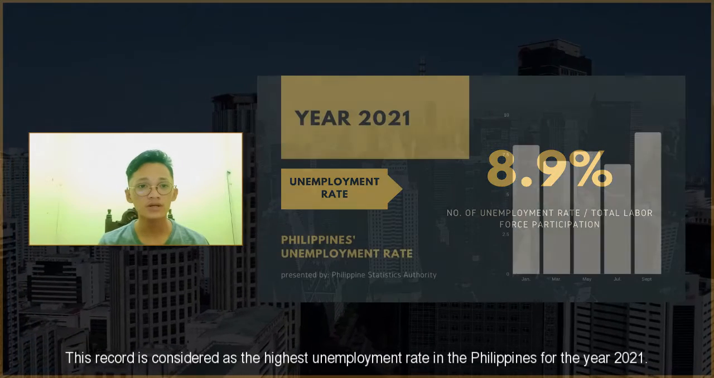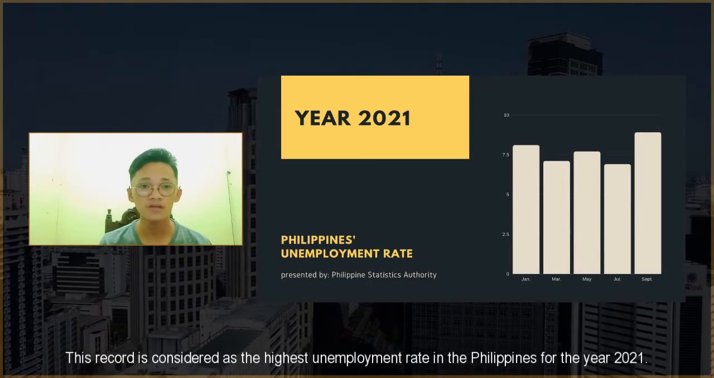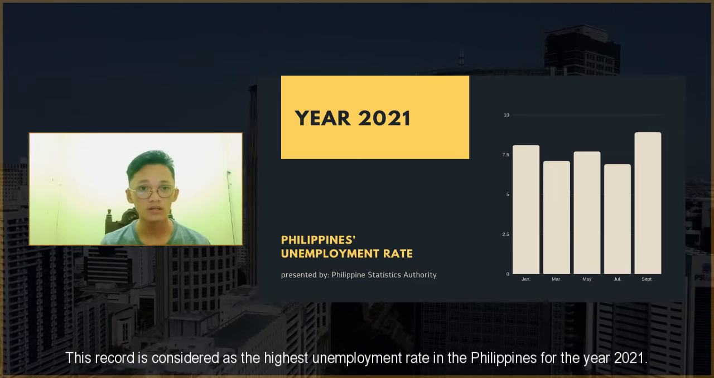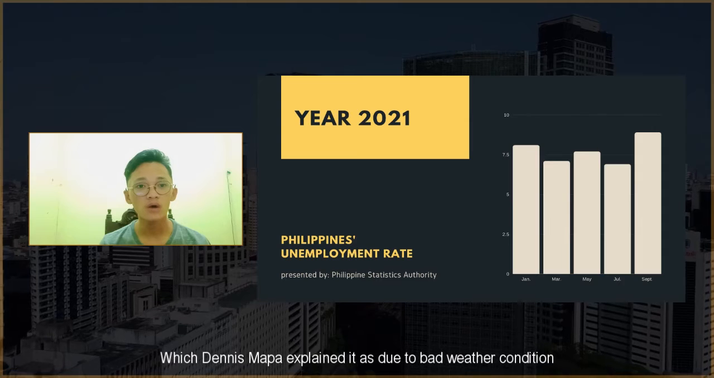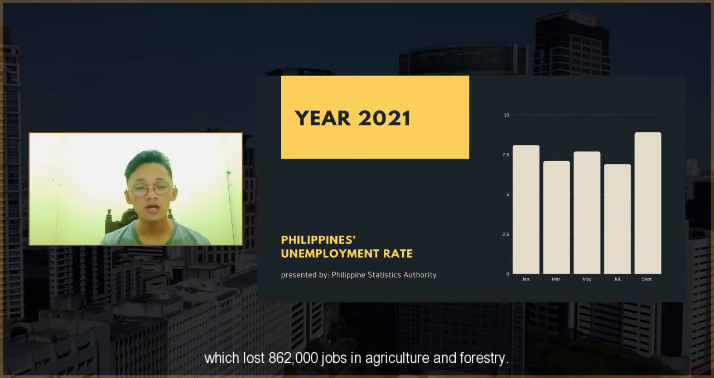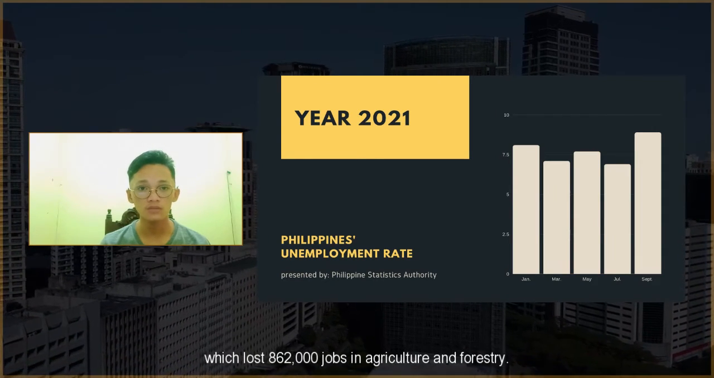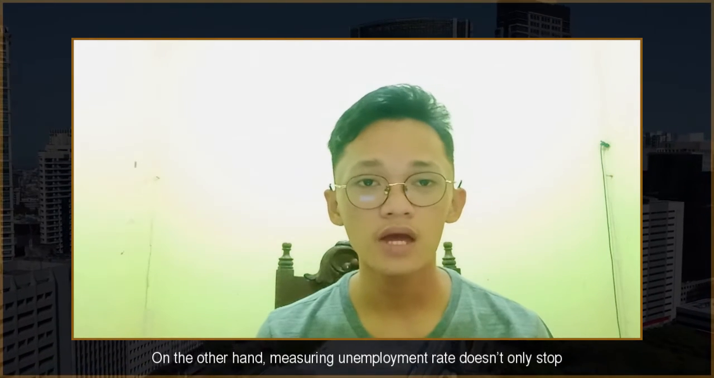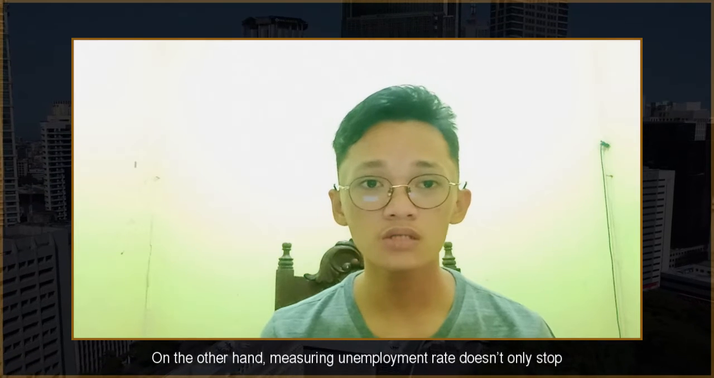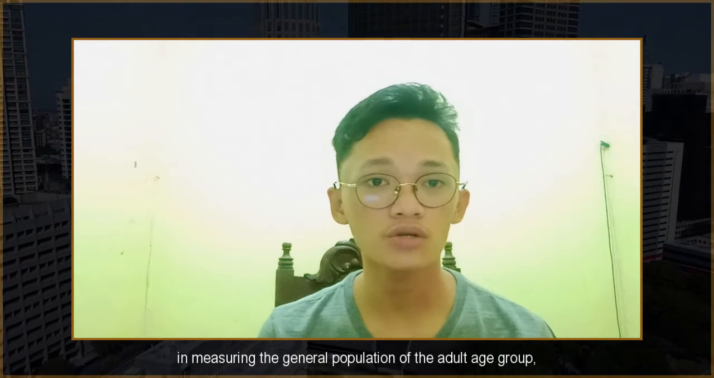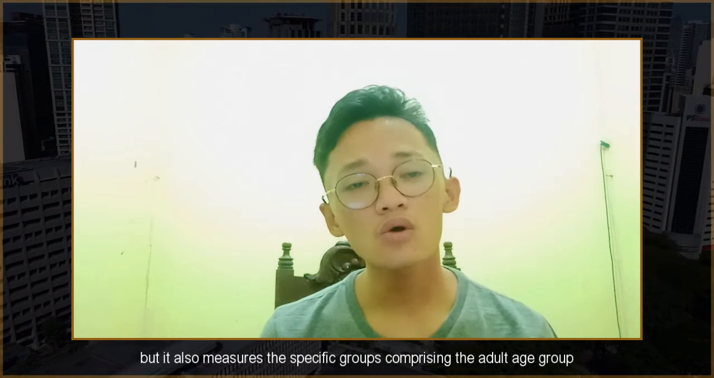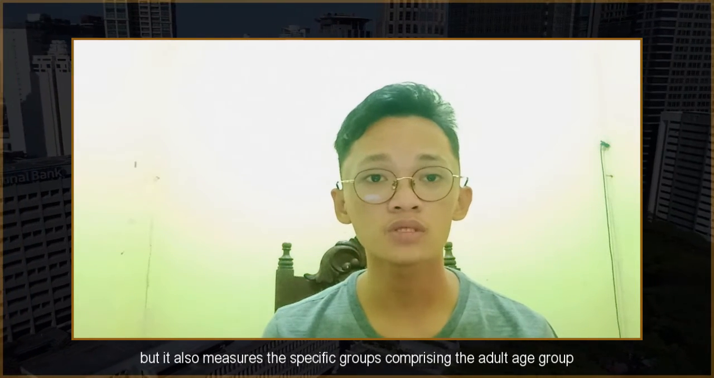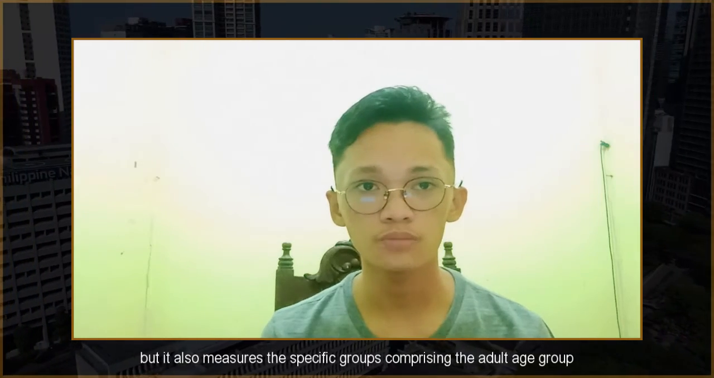This record is considered as the highest unemployment rate in the Philippines for the year 2021, which Dennis Mapa explained as due to bad weather conditions which lost 862,000 jobs in agriculture and forestry. On the other hand, measuring the unemployment rate doesn't only stop in measuring the general population of the adult age group, but it also measures the specific groups comprising the adult age group.